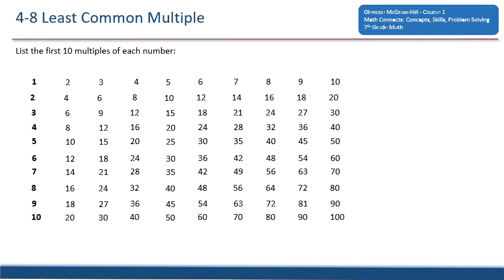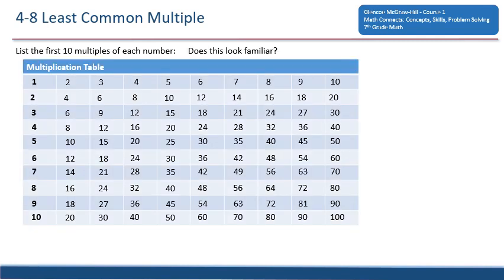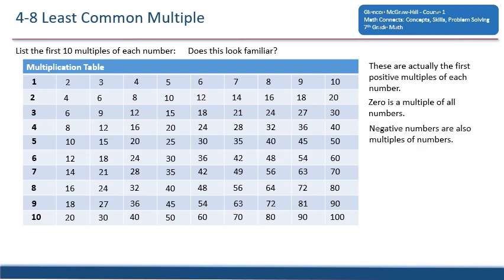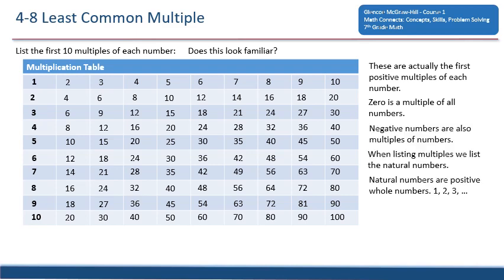100. Does this look familiar? It is the multiplication table. These are actually the first positive multiples of each number. So 0 is a multiple of all numbers, and negative numbers are also multiples of numbers. In listing multiples, we listed natural numbers. Natural numbers are positive whole numbers, 1, 2, 3, etc.